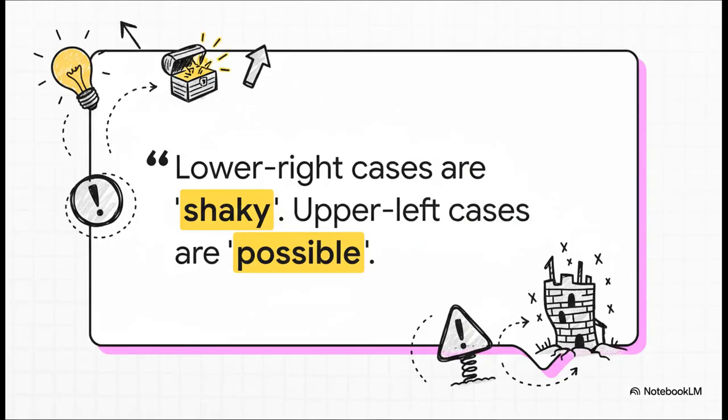Now, the quadrants you really need to zoom in on are the ones off that main diagonal. Down in the lower right, those are your shaky cases. They looked good in your first model, but they just don't survive the stress tests. You have to be really careful when you talk about them. And then up in the upper left, those are your possible cases. Your model didn't explain them, but other plausible models do. I mean, that's a fantastic signpost pointing right to where your future research should go.